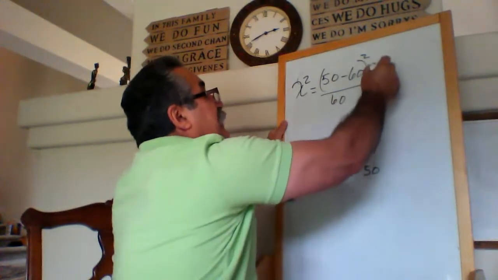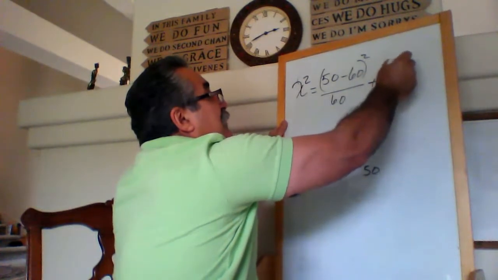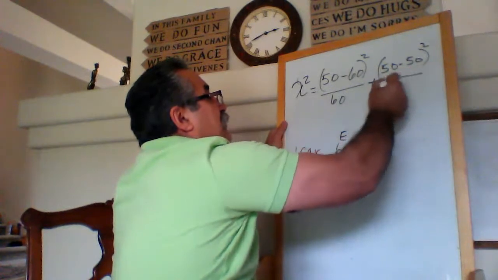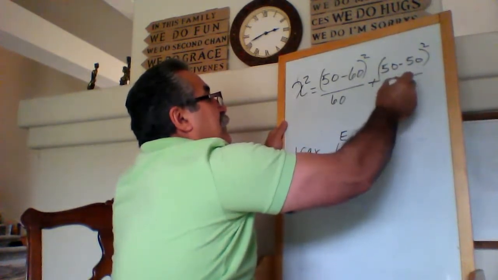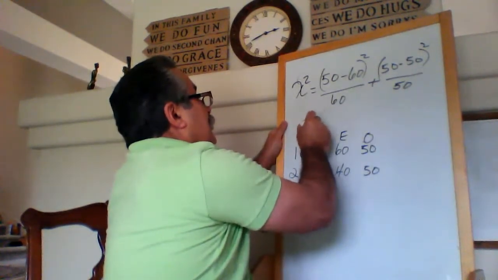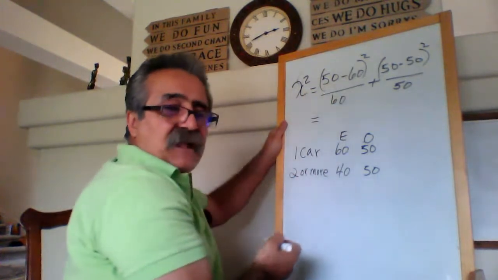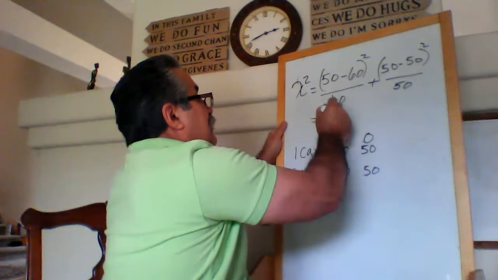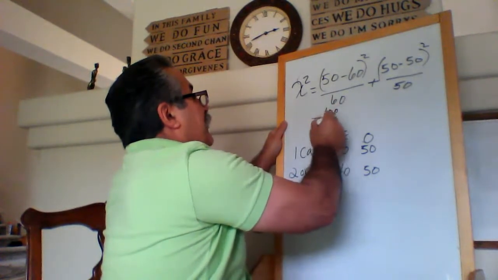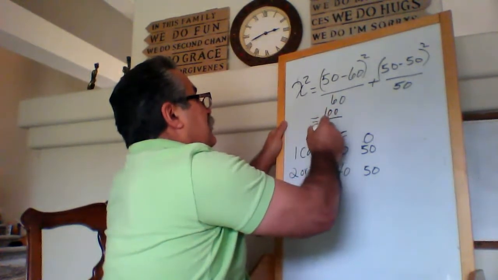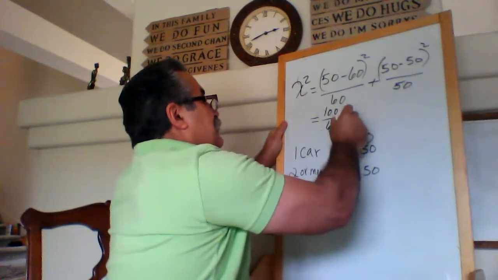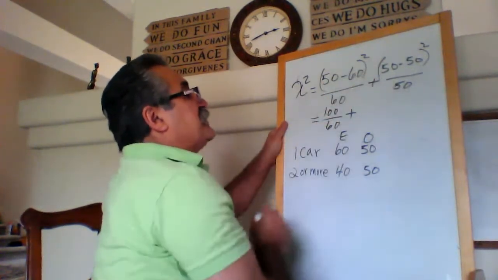50 minus 50 squared divided by 50. 50 minus 60, that's 10. Square that is 100. Divided by 60 plus 50 minus 50, that's 0.